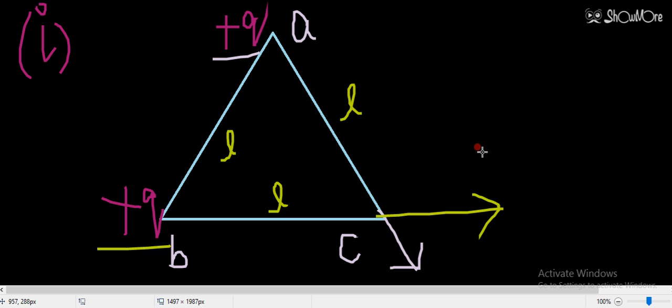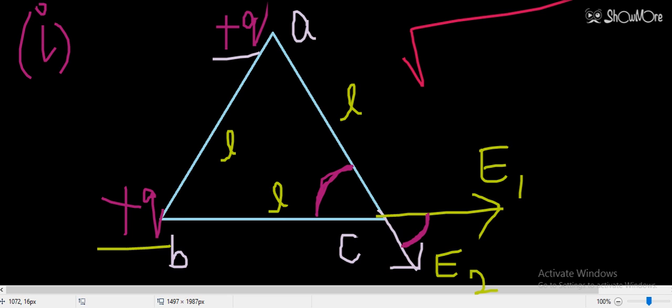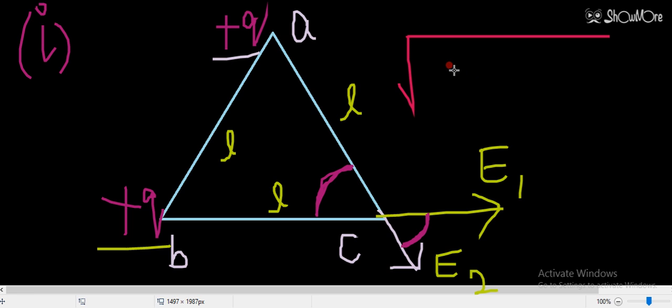So this E1 will obviously be equal to E2. E1 will be equal to E2, and the angle between them is, obviously you can see this angle is 60, then this angle will also be 60, as vertically opposite angles. Now two fields are equal and the angle between them is 60 degrees. So whenever two forces are equal and the angle between them is 60 degrees, use the parallelogram law. Let's take E1 equal to E2. So the resultant is square root of E1 square.